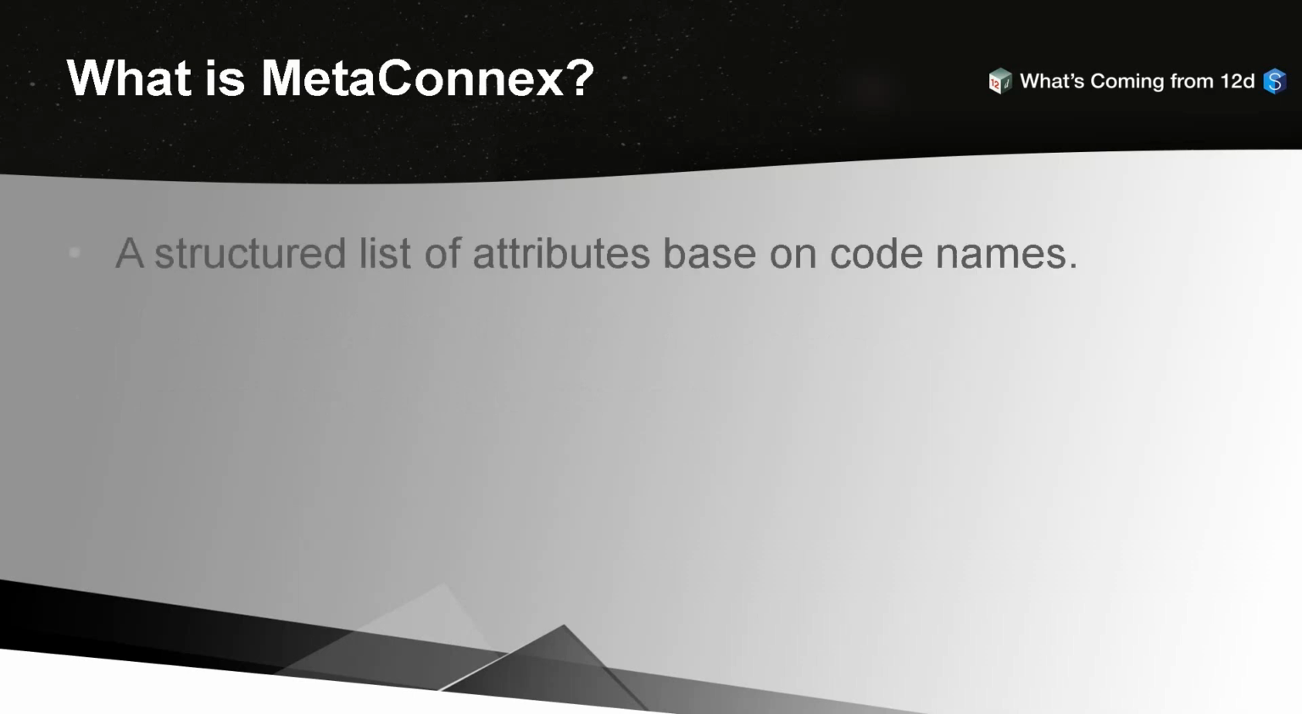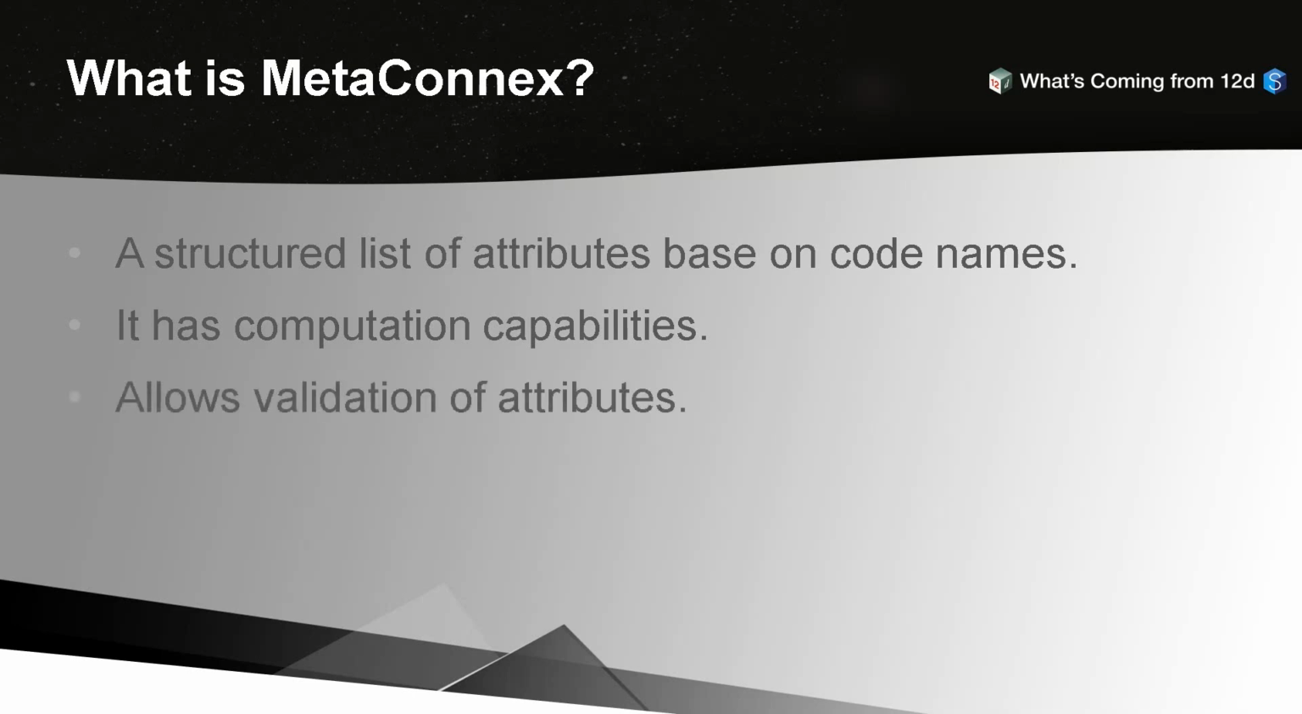MetaConnex is a structured list of attributes based on code names. Today, attributes are so prevalent in everything our clients ask for. So we have GIS packages, BIM, ADAC, ASPEC, all those types of things want attributes. So this is a structured list that you can validate against. It has computation capabilities. We will discuss that a little bit later. It allows validation of the attributes that your client has asked for.